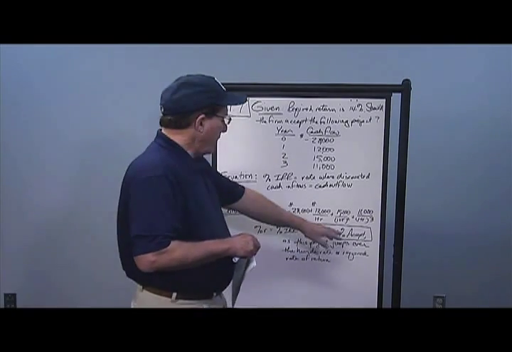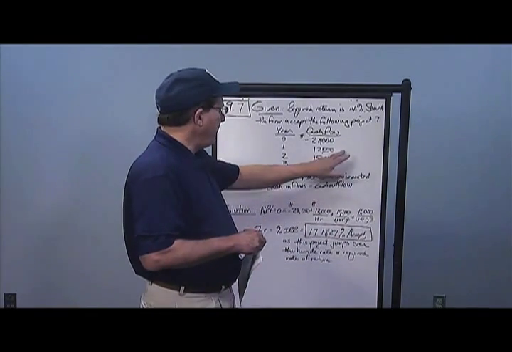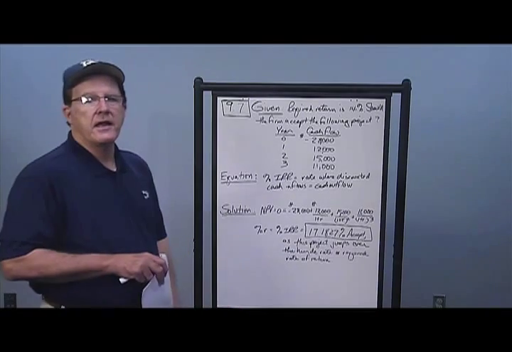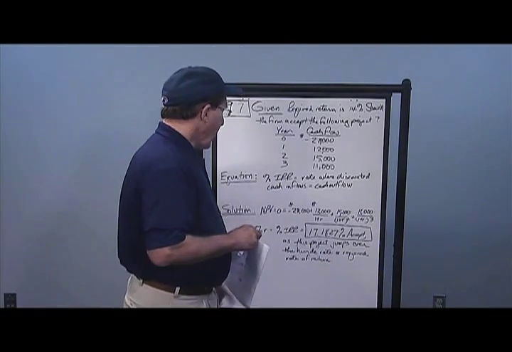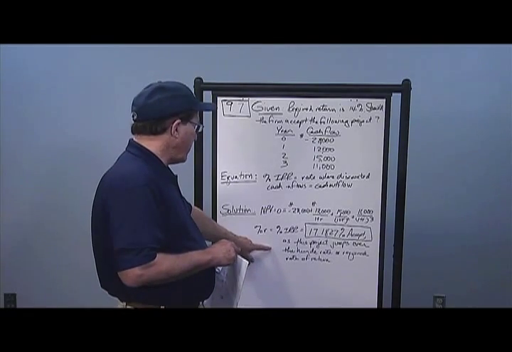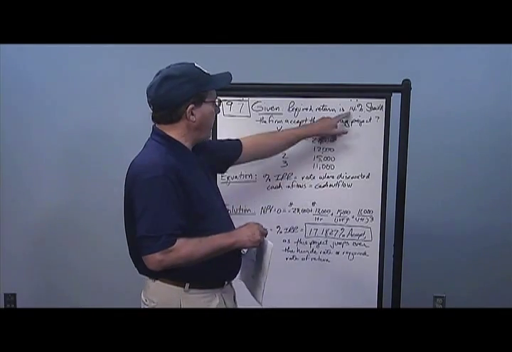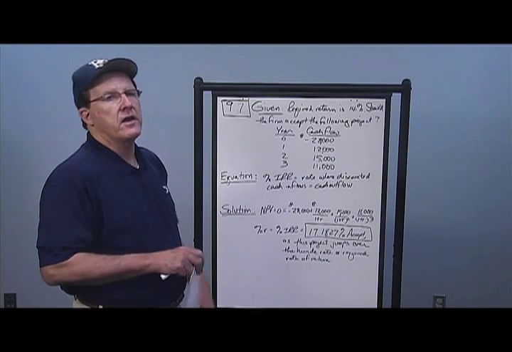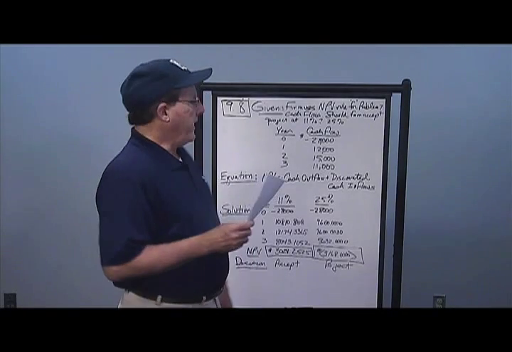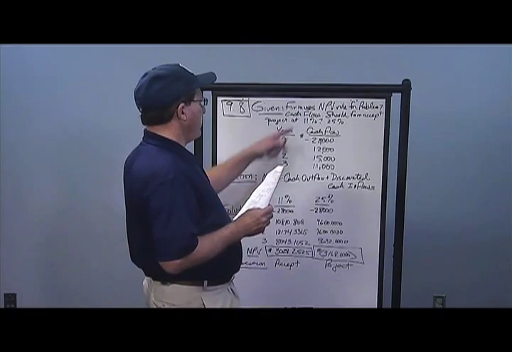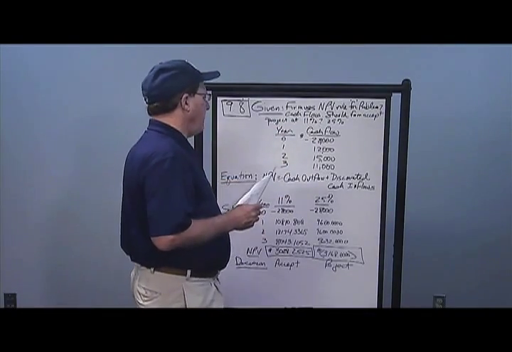We accept this project because if you're able to bring in these cash inflows, it gives you an internal rate of return of 17.1827%. Accept it because this project jumps over the hurdle rate or the required rate of return of 14%. And that's your answer to problem number 7.